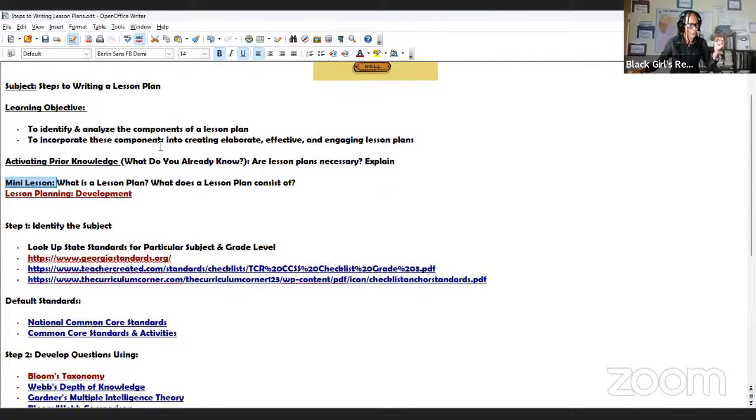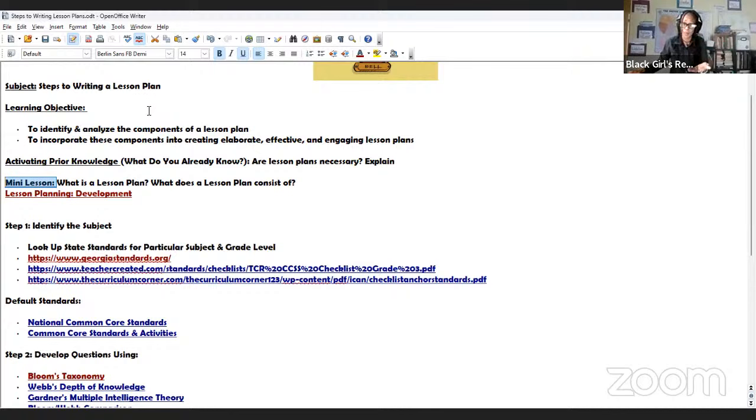And today we are going to take a look at how to write a lesson plan, right? And we're going to take it step by step. So we're going to start with the components of a lesson plan. Now we'll see how it pans out. So, like I said, today's subject is steps to writing a lesson plan.